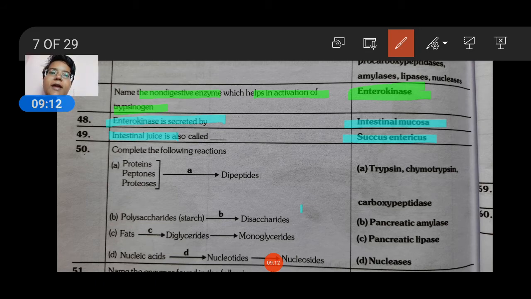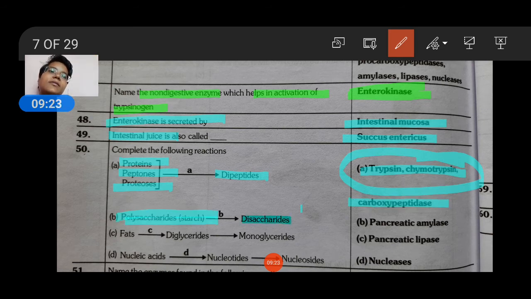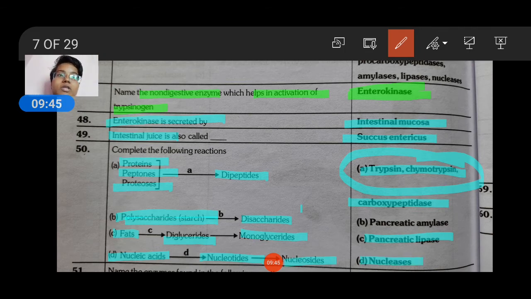Complete the following reactions. Proteins, peptones and proteoses are converted into dipeptides by trypsin and chymotrypsin. Polysaccharides and starch are converted into disaccharides by pancreatic amylase. Fats into diglycerides by pancreatic lipase, and which is further converted into monoglycerides. Nucleic acids into nucleotides by nucleases, which is further converted into nucleosides.